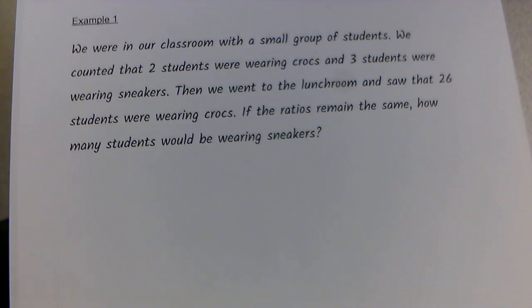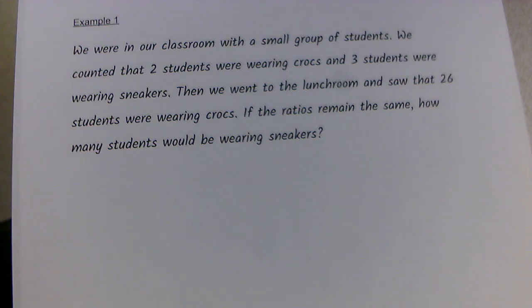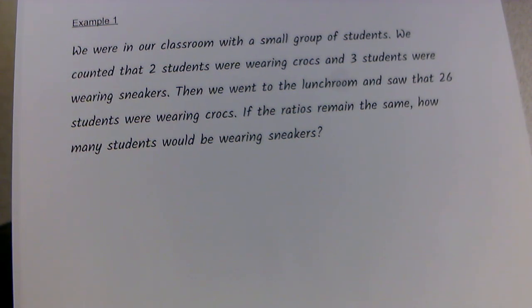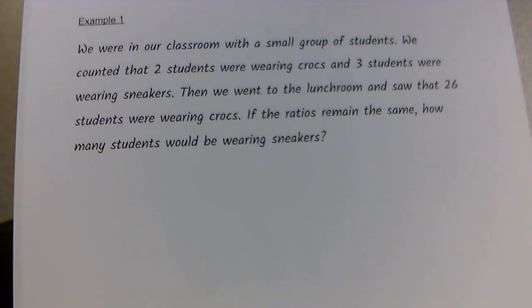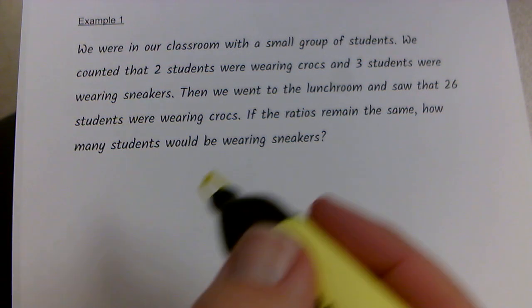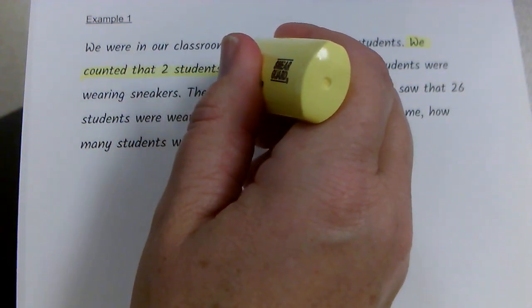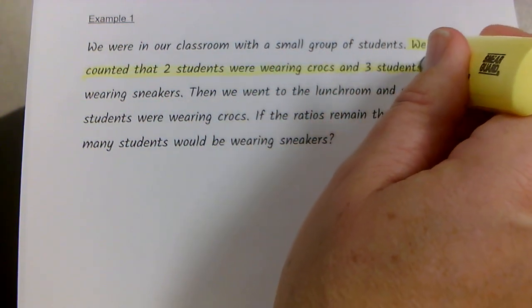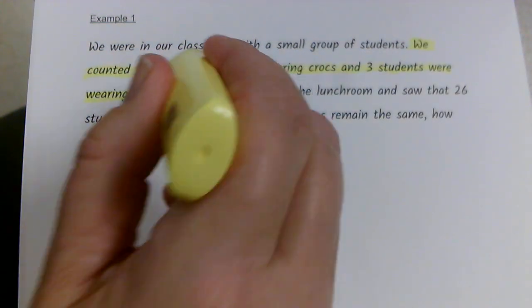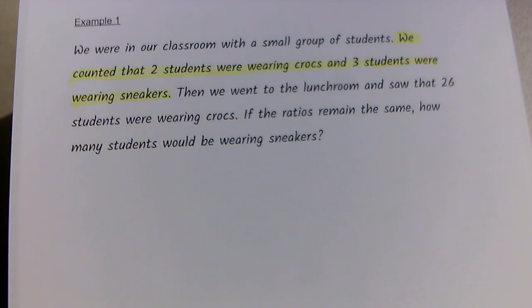So I'm going to go up here in this problem and find the first or second sentence that gives us the fact that we will be comparing. Okay, so the first sentence, we were in our classroom with a small group of students. Nice, but not helpful. So the second sentence, we counted that 2 students were wearing Crocs and 3 students were wearing sneakers. That's really important because that helps us set up one side of our proportion.